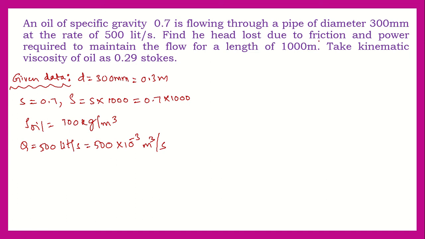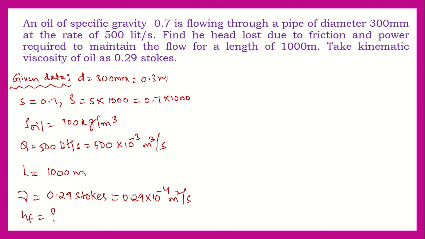Next, find the head loss due to friction, means HF we should calculate, and also power required, capital P, for the pipe length of L is how much? 1000 meters. And again kinematic viscosity of oil is given as 0.29 Stokes. I already told Stokes is a CGS unit, convert to SI. So 0.29 into 10 power minus 4 meter square per second. So ultimately what is it that we need to calculate? HF and also P. So let's see how we can solve this problem.